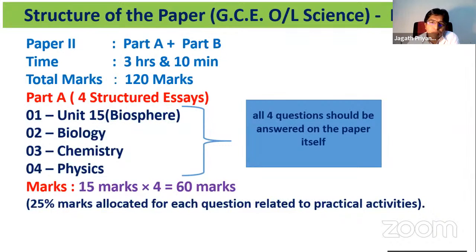Part A consists of 4 compulsory questions. In other words, you have to answer all 4 structured essay type questions on the paper itself, within the space provided. Out of those 4, as you can see on the screen, structured essay question number 1 is completely from the biosphere lesson, the grade 11 last lesson, chapter 15. Structured essay question number 2 is from biology, from both the 10 and 11 syllabus.